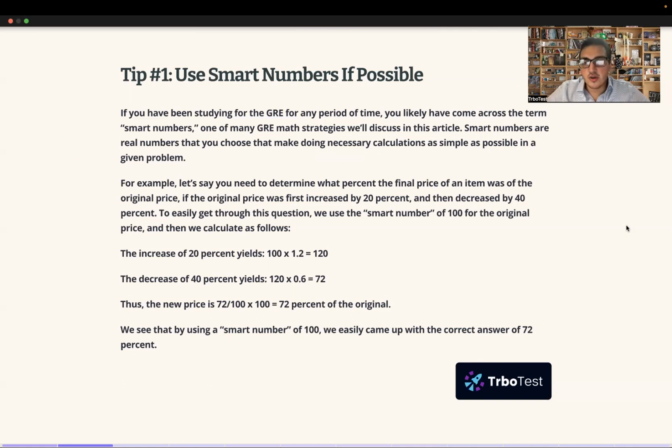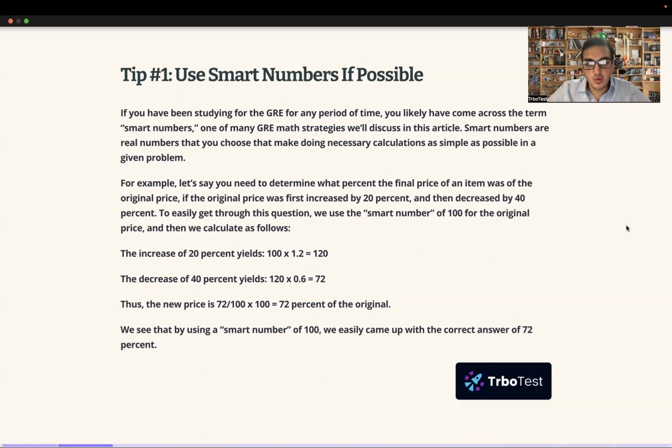Let's say you need to determine what percent the final price of an item was of the original price. If the original price was first increased by 20% and then decreased by 40%, to easily get through this question, we'll use the smart number of 100 for the original price. Then we will calculate as follows.